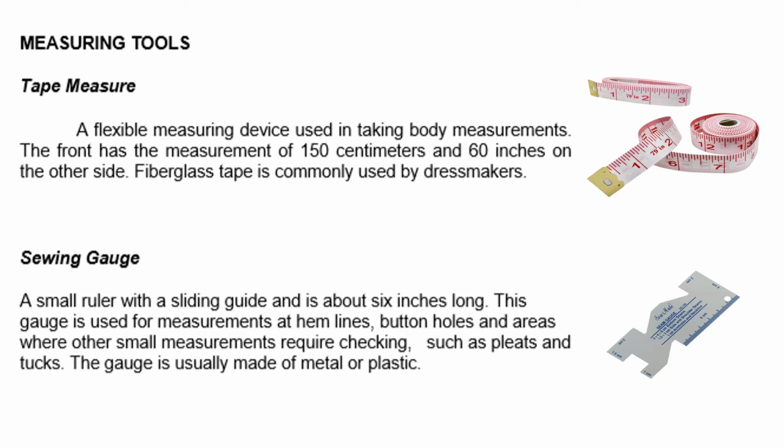For the second picture, it is a sewing gauge, a small ruler with a sliding guide. It is about 6 inches long. This gauge is used for measurements at hemlines, buttonholes, and areas where other small measurements require checking, such as pleats and tucks. The gauge is usually made of metal or plastic.